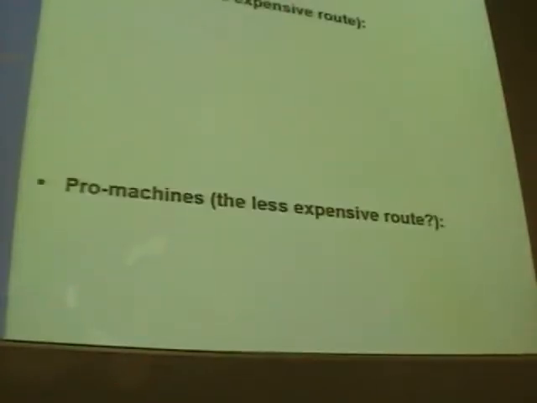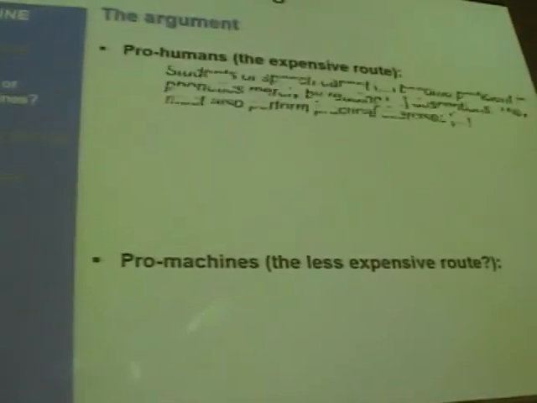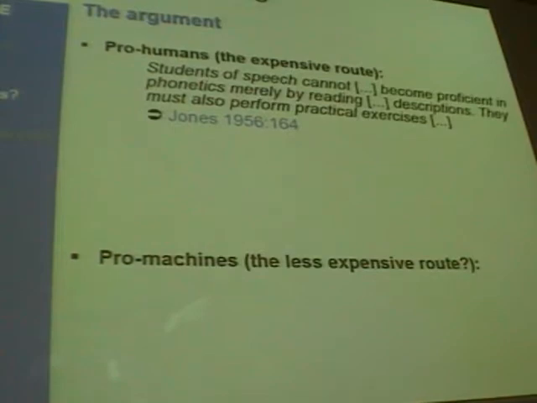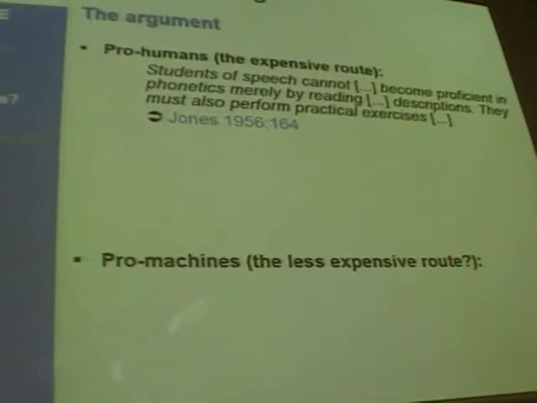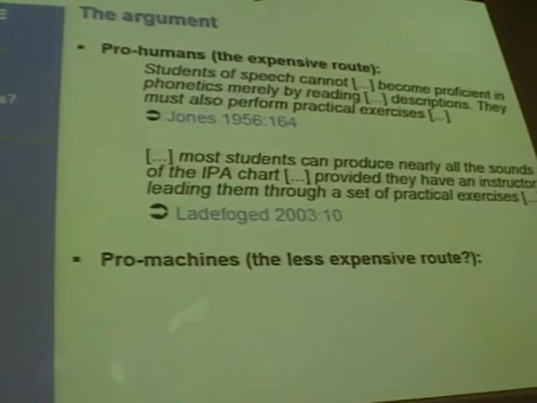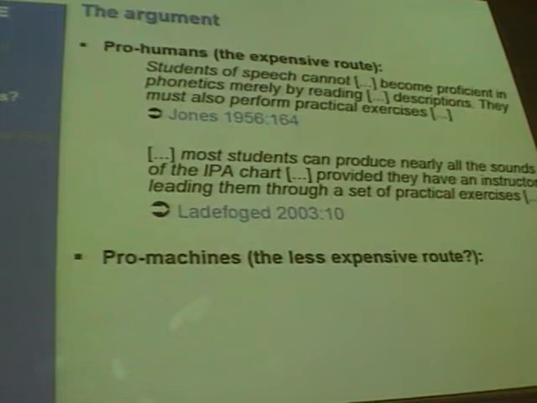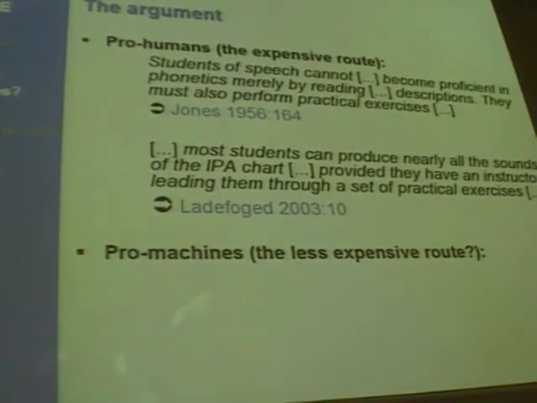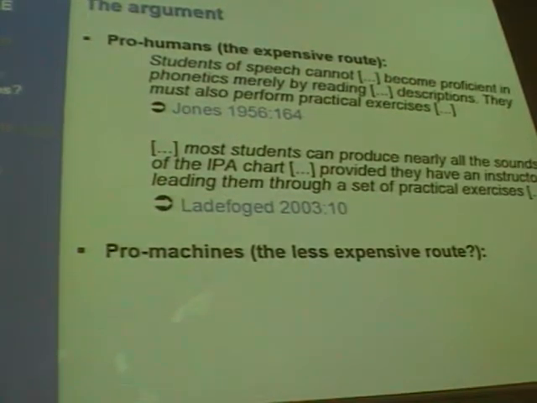So, we have an argument. Do we go down the human road or do we follow the machines? The pro-human lobby, the expensive route, has the champions that we've already mentioned. Daniel Jones wrote that students of speech cannot become proficient in phonetics merely by reading descriptions. They must also perform practical exercises. A sentiment echoed by Peter Ladefoged when he wrote that most students can produce nearly all the sounds of the IPA chart, provided they have an instructor leading them through a set of practical exercises.